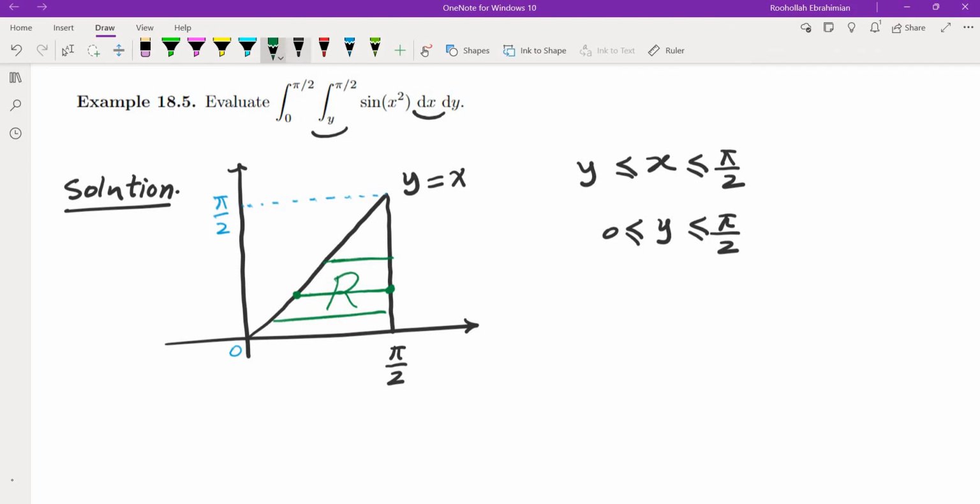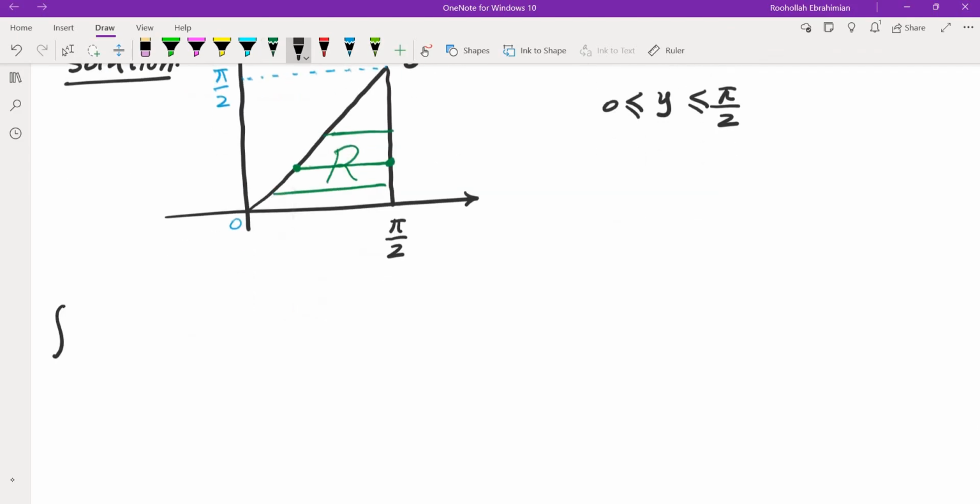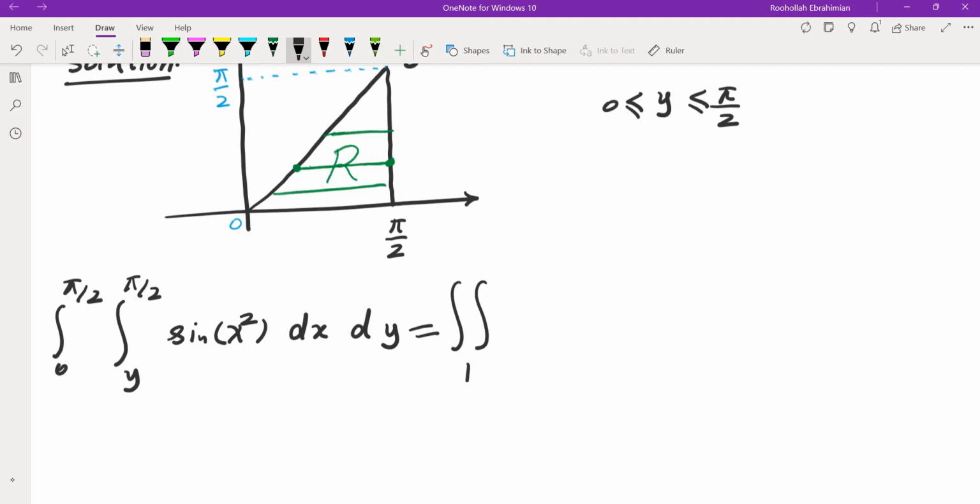So if I call this region R, then the given integral from 0 to pi over 2, from y to pi over 2, of sine of x squared dx dy is equal to the double integral over this region of sine of x squared dA.